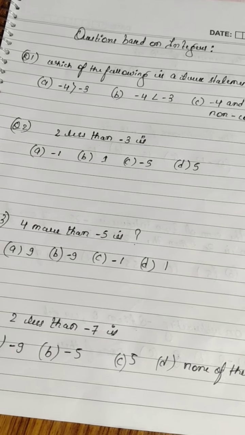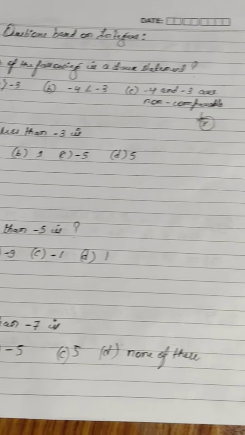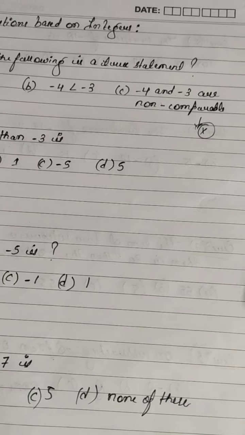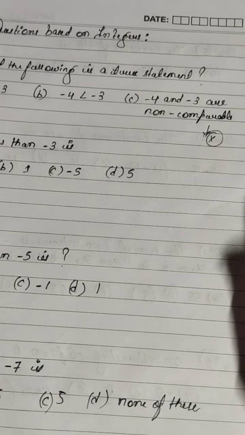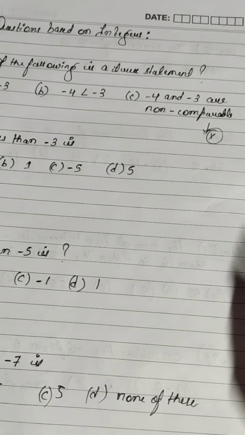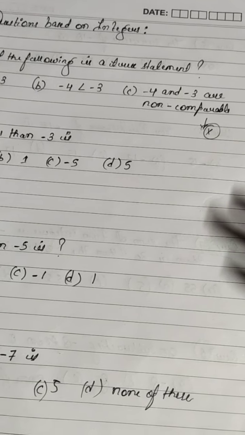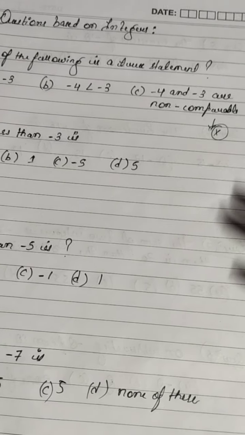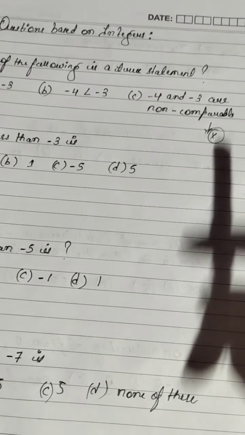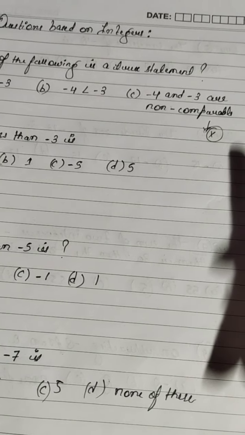So now the first question is, which of the following is a true statement? Firstly we'll see option C. Option C says -4 and -3 are non-comparable. So this option is out of our league. I'll tell you why. Because -4 and -3 are two quantities where we can make a comparison. We can decide between these two numbers which one is greater and which one is smaller. So we can't say that these integers are non-comparable. So it is incorrect.